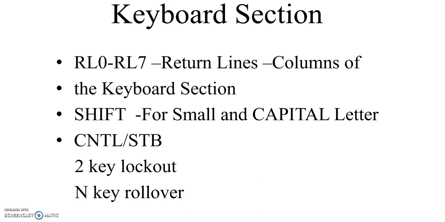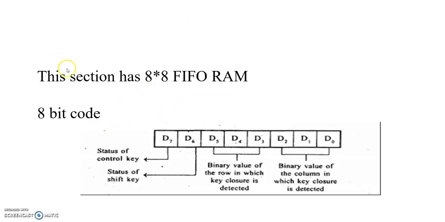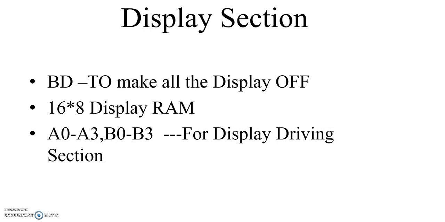So the last one is the 8x8 FIFO sensor RAM. Here D7 denotes the status of the control key and D6 denotes the status of the shift key. The next three bits are the binary values of the row in which the key closure is detected, whereas the last three, D0 to D2, are nothing but the binary values of the column in which the key closure is detected.